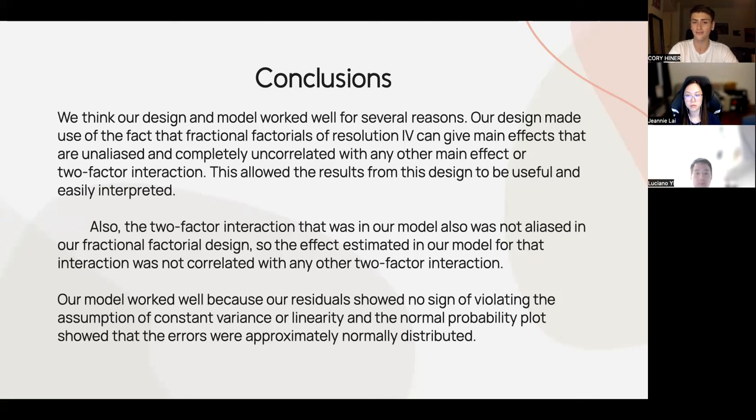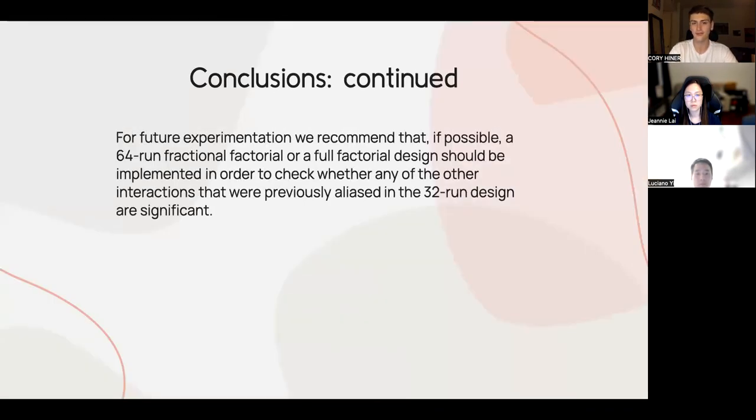Our model worked well because our residuals showed no sign of violating the assumption of constant variance or linearity, and the normal probability plot showed that the errors were approximately normally distributed. For future experimentation, we recommend that, if possible, a 64-run fractional factorial or full factorial design should be implemented in order to check whether any of the other interactions that were previously aliased in the 32-run design are significant.